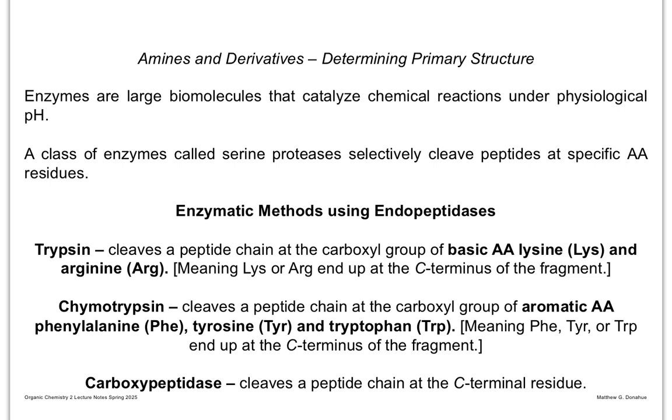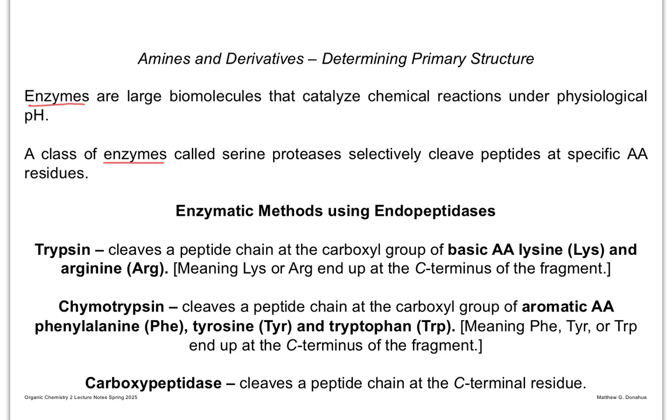So again, if we want to know the exact sequence of a protein, otherwise called an enzyme, which are large biomolecules that catalyze chemical reactions under physiological pH, we need some more methods to help determine the exact sequence so that it's not as time intensive. So there are these enzymatic methods. We can use enzymes to help us cleave peptides in a very specific way.